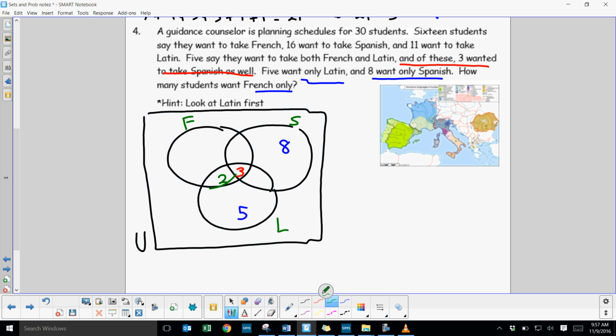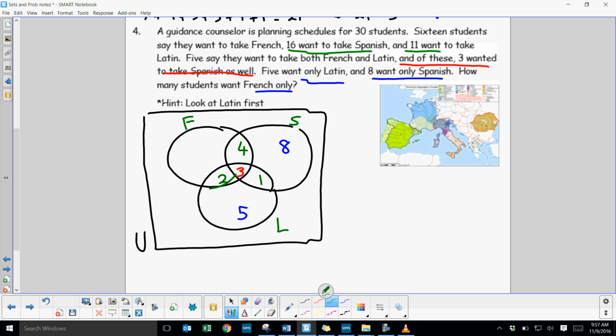Are there any more that we can use at this point? Oh yes, we can work it out because we're told how many want to take Latin in total. 11 want to take Latin in total, and in Latin we've got 2 plus 3 plus 5, that's 10. So there must be a 1 here if there's 11 in total in that circle. Now look at Spanish. We've got all 3 for Spanish, we're just missing 1. Let's check how many need to take Spanish in total. 16 want to take Spanish. So far we've got 8 plus 1 plus 3, that's 12. So 4. For this circle to add up to 16, we must have a 4 that take French and Spanish only.